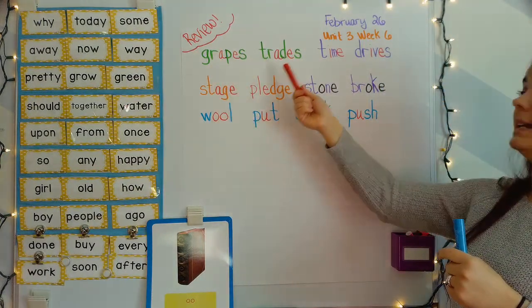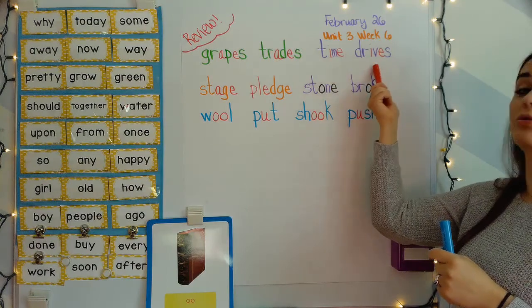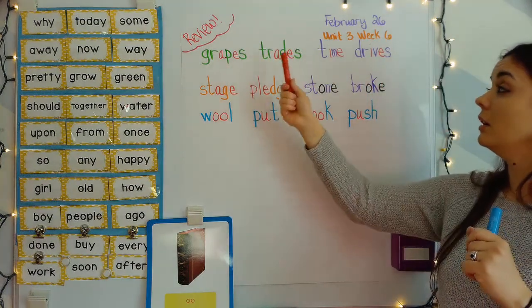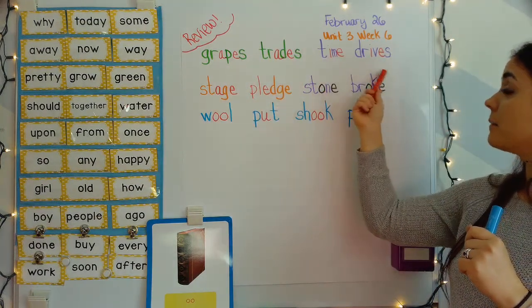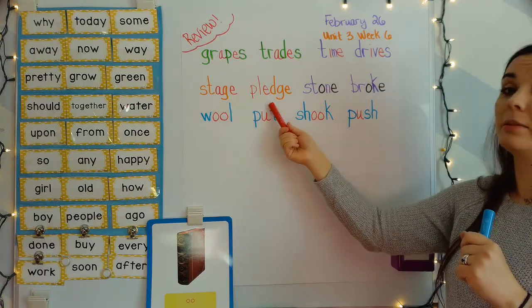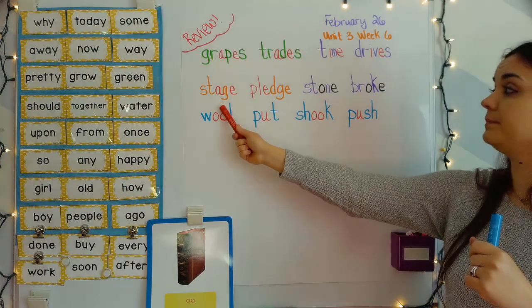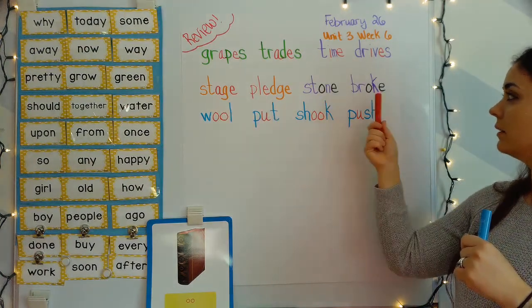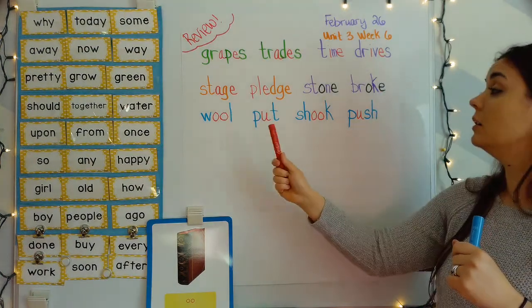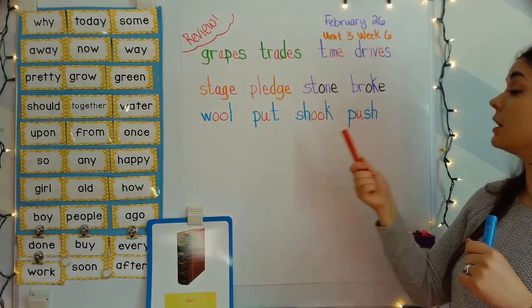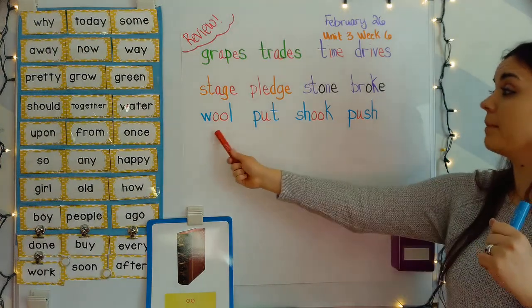All right, let's go ahead and read our board. Grapes, trades, time, drives. Your turn. Stage, pledge, stone, broke. Your turn. Wonderful. Wool, put, shook, push. Your turn.